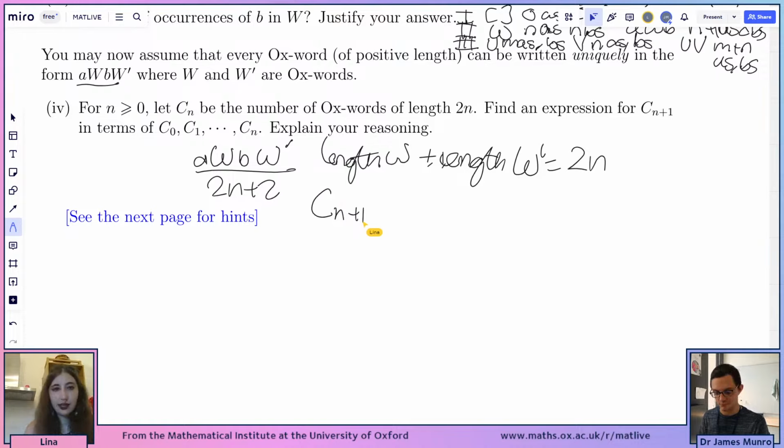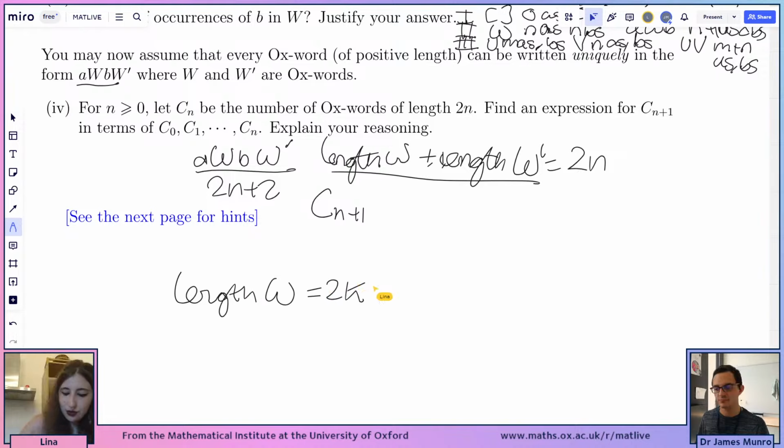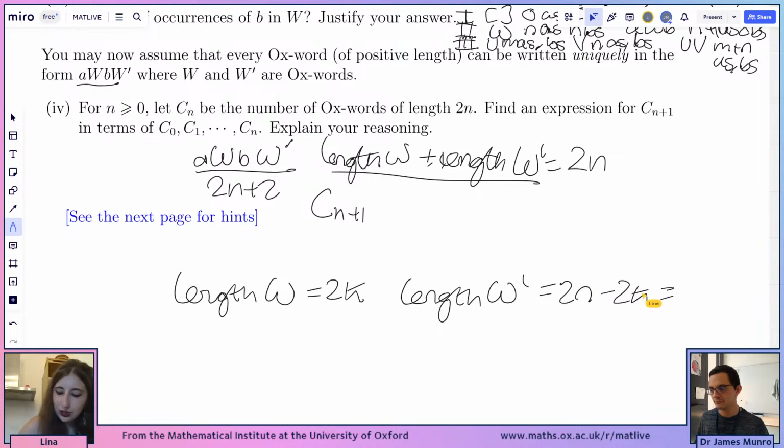So if we look at this, we basically want to look at every pair W, W dashed that uses this rule, such that the length of them combined is going to be 2n. So if we say that W has length 2k, then the length of W dashed equals 2n minus 2k, which is equal to 2 times n minus k.